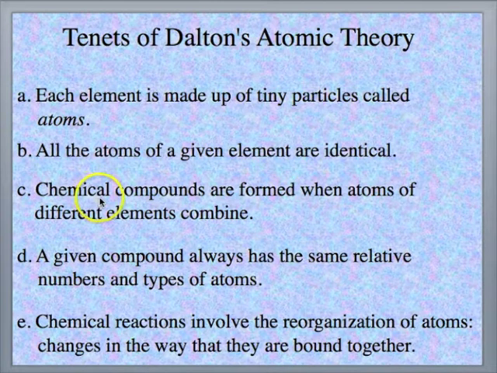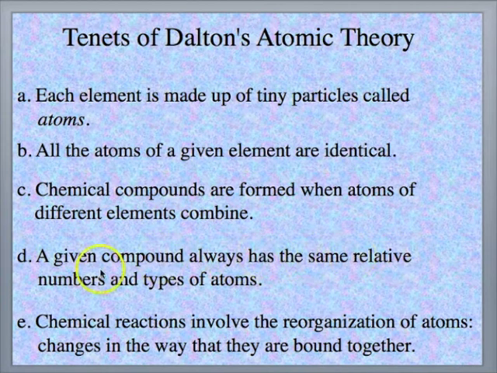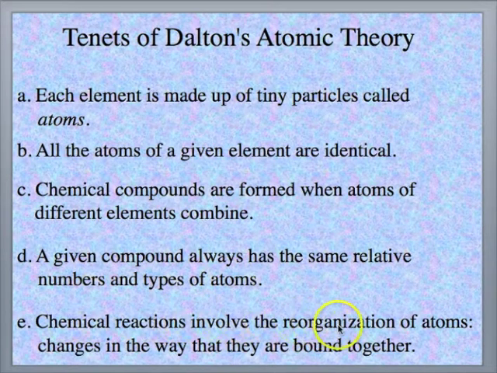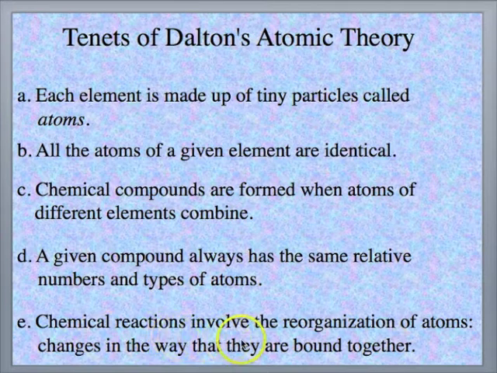Chemical compounds are formed when atoms of different elements combine. A given compound always has the same relative numbers and types of atoms. Chemical reactions involve the reorganization of atoms, changes in the way that they are bound together.